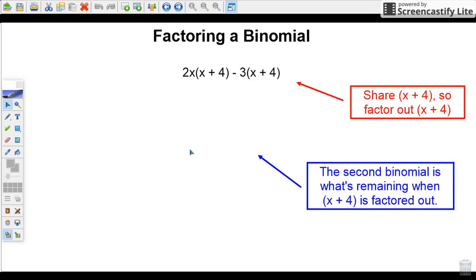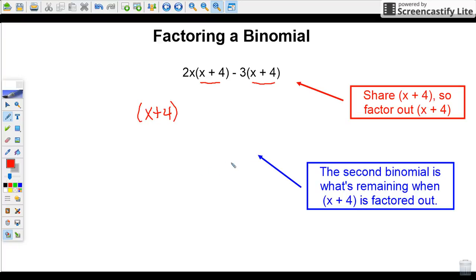So the method I'm going to teach you is called factoring a binomial. So here's our polynomial, 2x times (x + 4) minus 3 times (x + 4). Just like factoring a greatest common factor, we should always look for that first. In this case, the greatest common factor is actually a binomial. Both of these things share x + 4. So we're going to factor out x + 4. We're going to factor out this binomial.